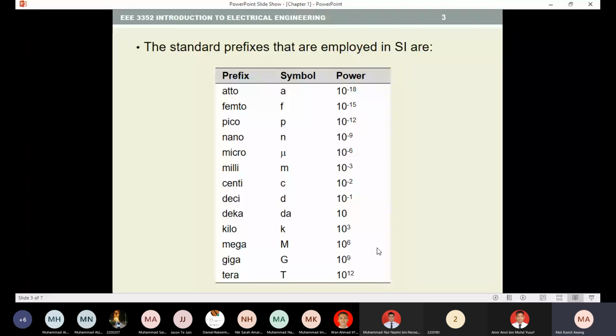Mega is capital M, 10 to the power of 6. Giga is G, 10 to the power of 9. Tera is T, 10 to the power of 12. So if you buy a hard disk, now it's in terabytes, the sign is TB, tera. If you buy a USB drive, maybe it's in giga, G, okay? So gigabytes. So this is the standard prefix that we are going to use.